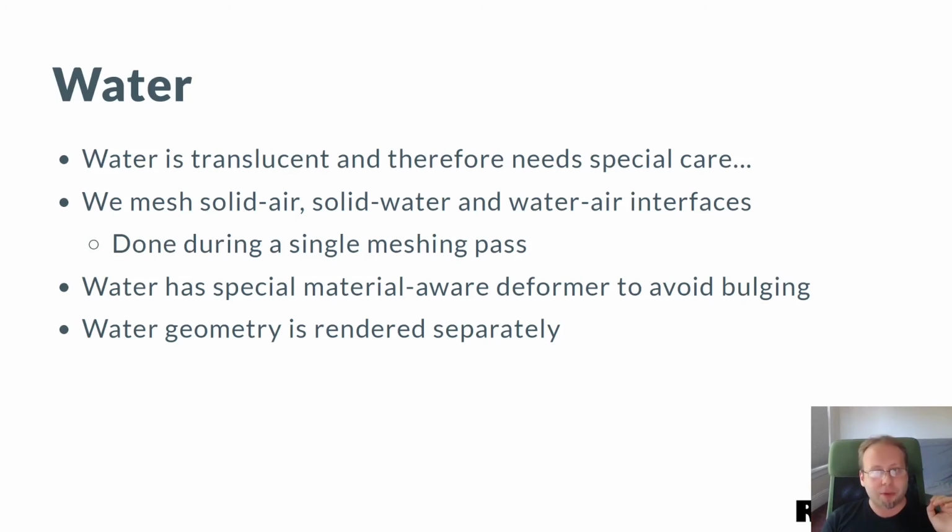Let's talk about a couple of examples of where we take the material information that we have and do something very material specific with that. So one example is water. Water in general doesn't fit very well with this framework of meshing. If you just say, well, we mesh the interfaces between solid and air, well, water is not solid. So to make water work, we really have to mesh the interfaces between solid air, solid water, and water air. Solid water is important for underwater rendering, and then water air is important for actually drawing the outer surface of the water.